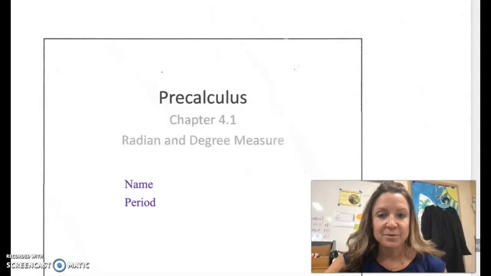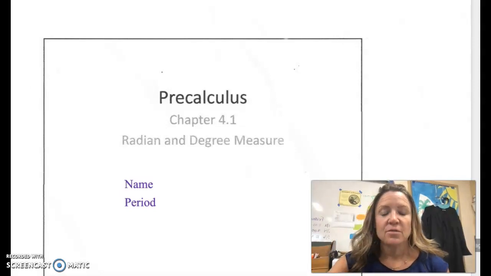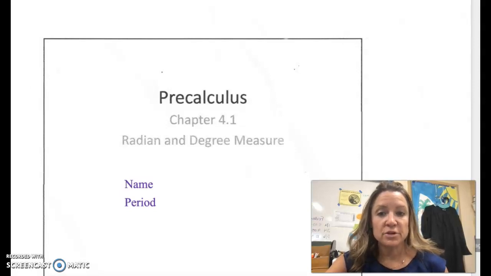Welcome to the pre-calculus notes on radian and degree measure, chapter 4.1. Go ahead and put your name and what period you're in on your notes.